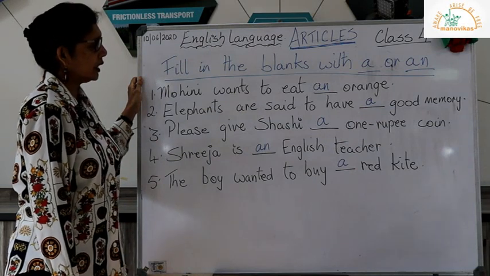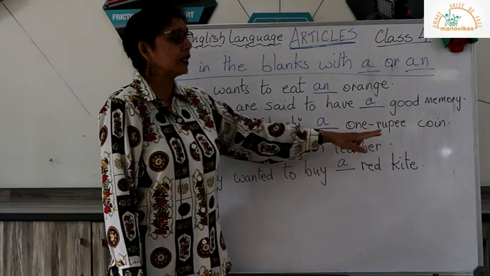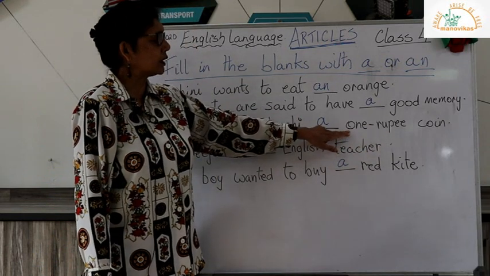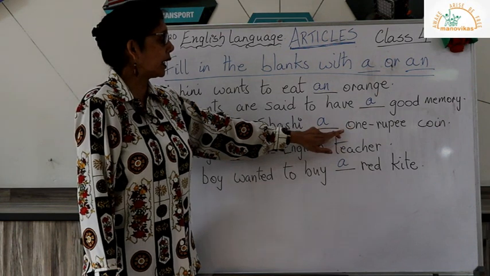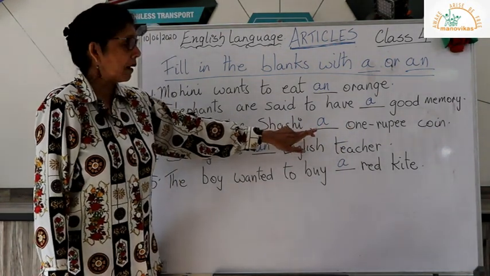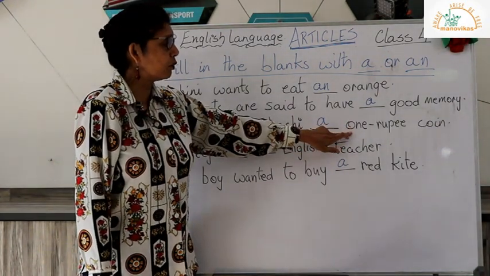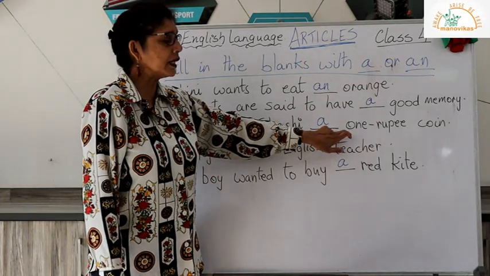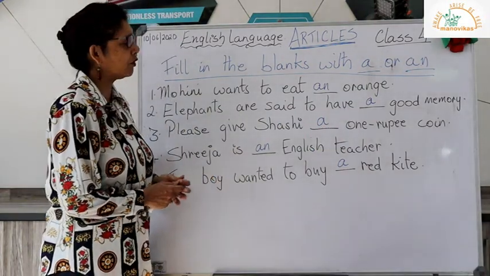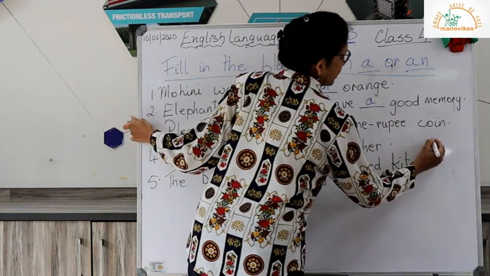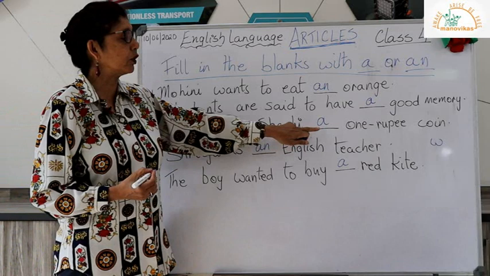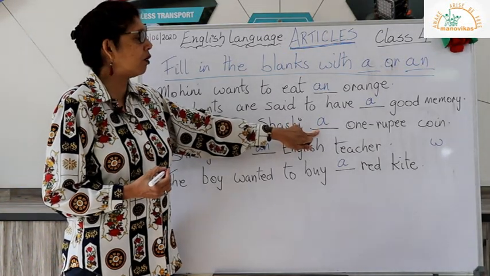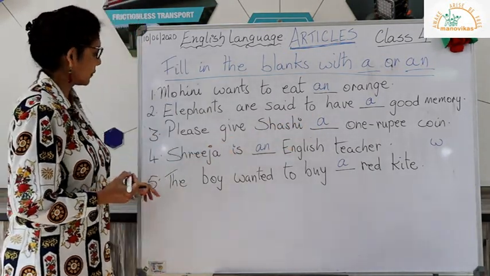Please give Shashi dash 1 rupee coin. Now pay attention here. Now this word begins with a vowel. You will ask me, why then are you using a? But say the word 1 rupee. What is the sound of O? The sound of O here is W. 1. You're saying 1. So therefore we use a 1 rupee coin.